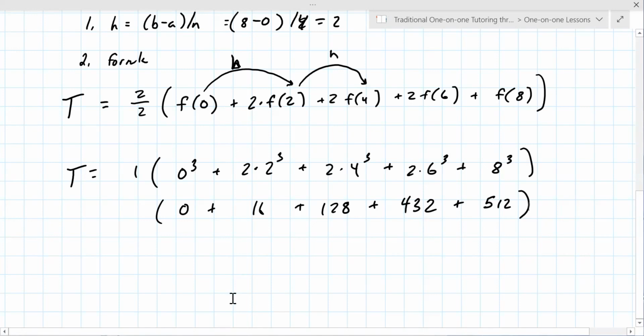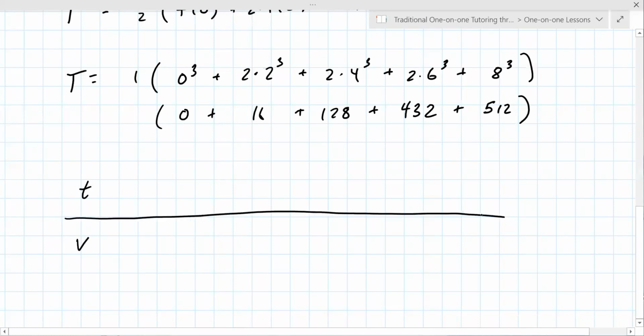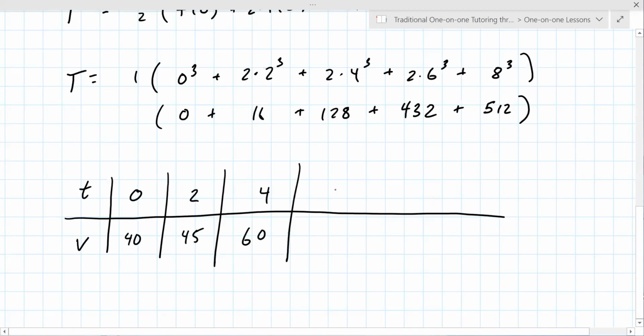Now you could do it with a table. Table is pretty common. Maybe we should do one example like that. And that's actually what you see on the AP, the trapezoid rule on a table. So let's say I give you time and I give you velocities of something. At time 0, it's 40. Time 2, it's 45. Time 4, it's 60. Time 6, it's 70, and then 8, it's 80.